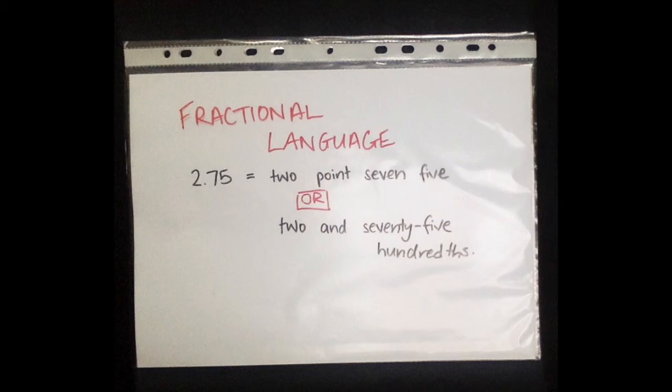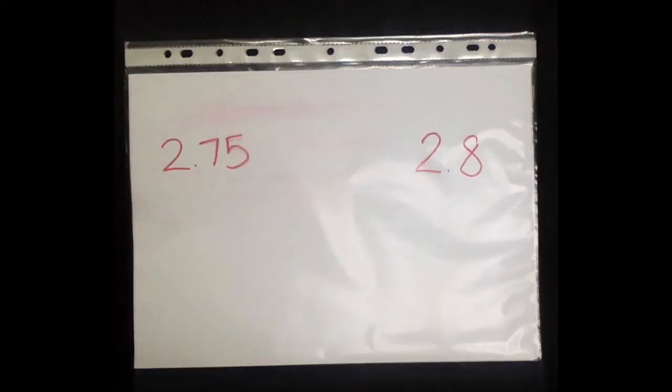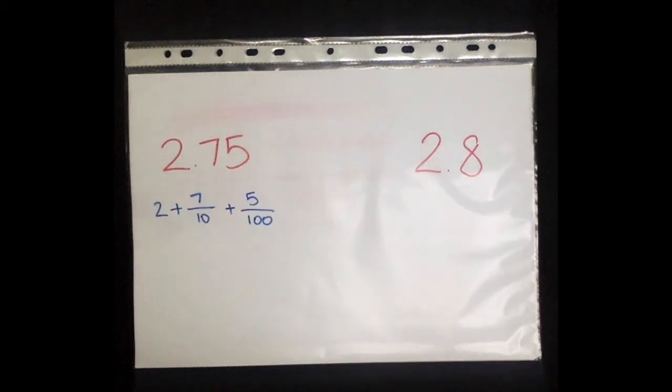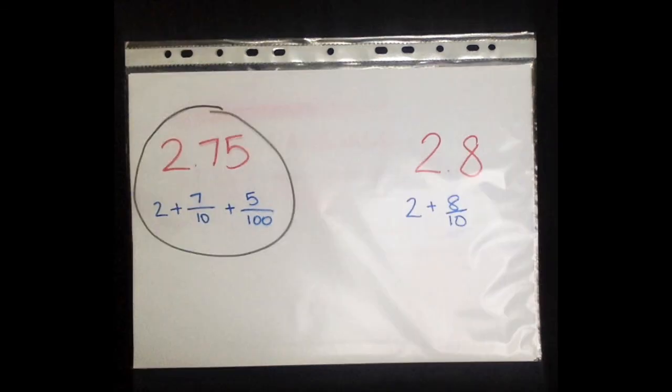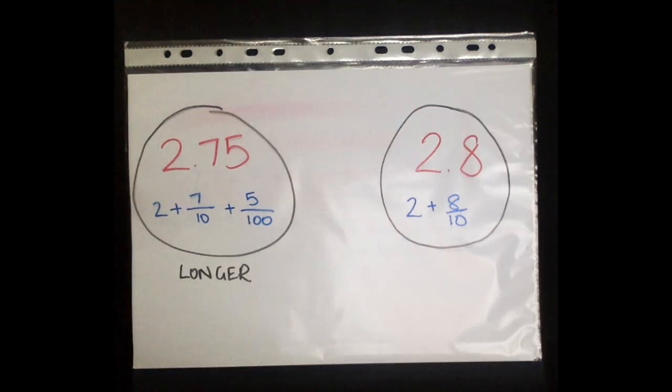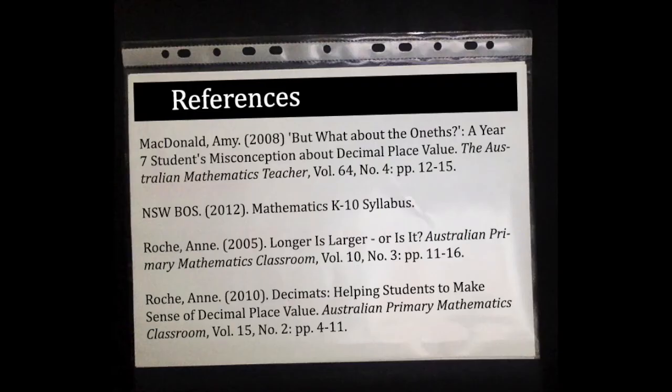From Stage 2, students should be able to use place value to partition decimals up to 2 decimal places. This decimal is 2 plus 7/10 plus 5/100. This decimal is 2 plus 8/10. This partitioning provides a visual for students to move away from whole number thinking beyond the decimal point.